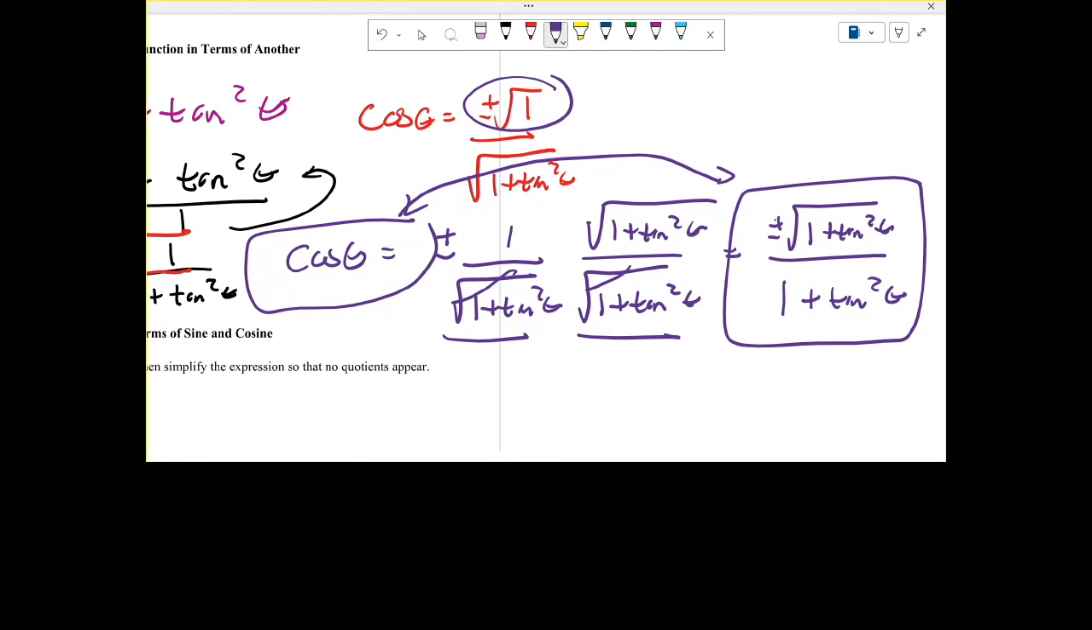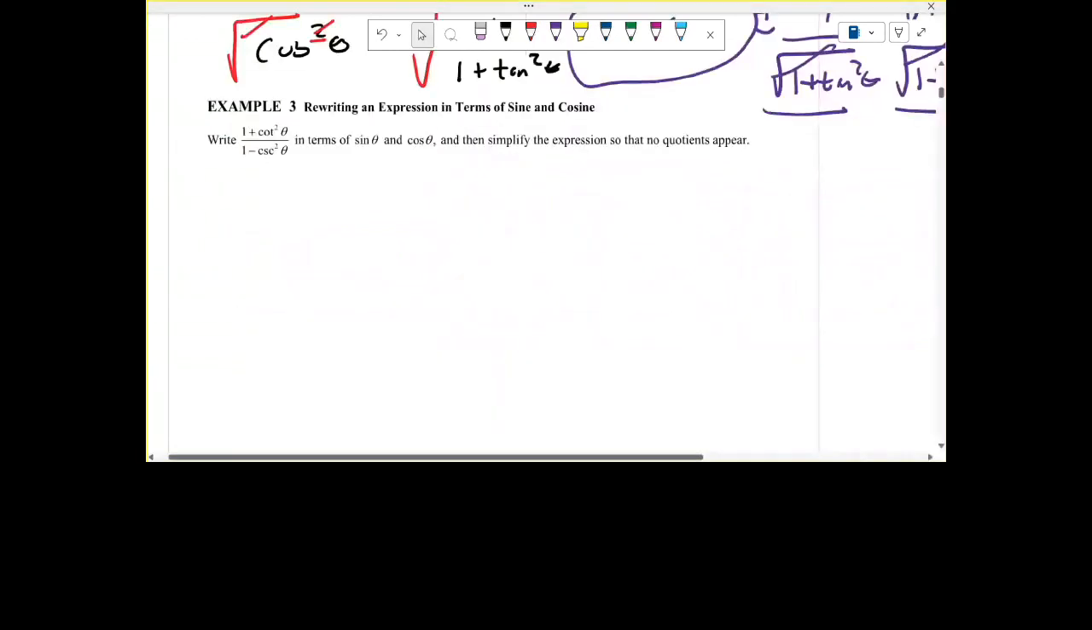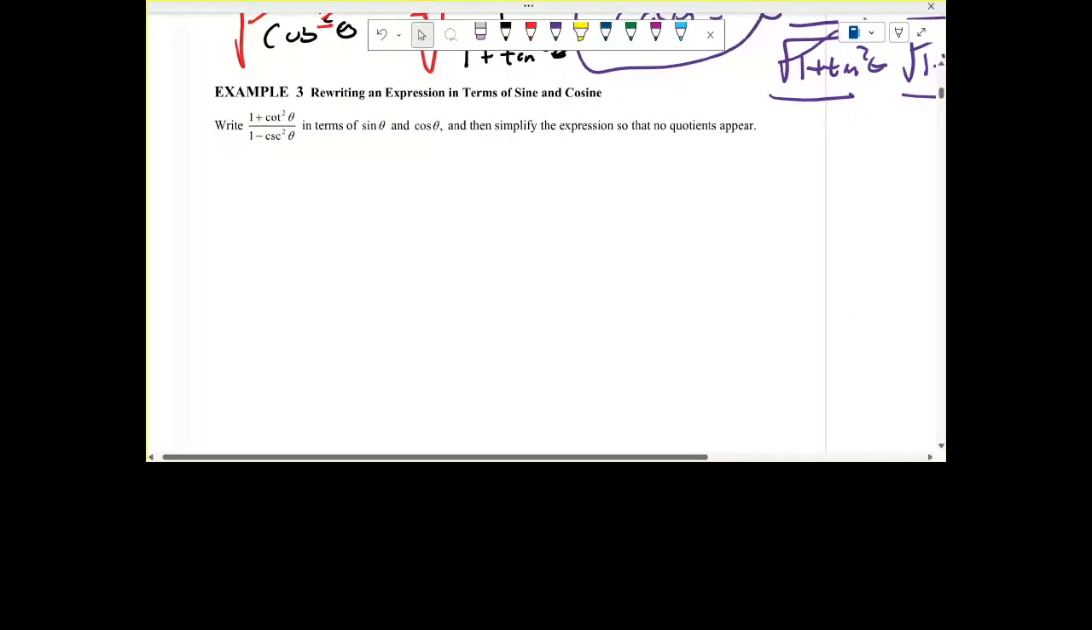Look, let's try a couple more that we got here in terms of 7.1, okay? So look what it's telling us to do here. It's telling us, can we write 1 plus cotangent squared theta in terms of sine theta and cosine theta, and then simplify the expression so that no quotients appear. Okay, so just so that you know, when they're talking about no quotients, they mean no fractions. It's just another word for fractions.